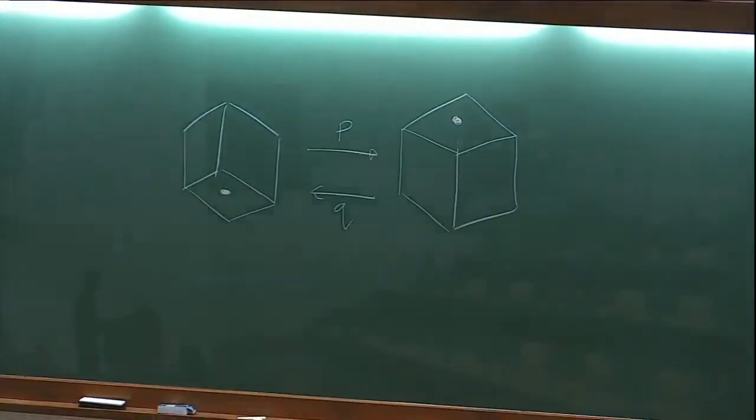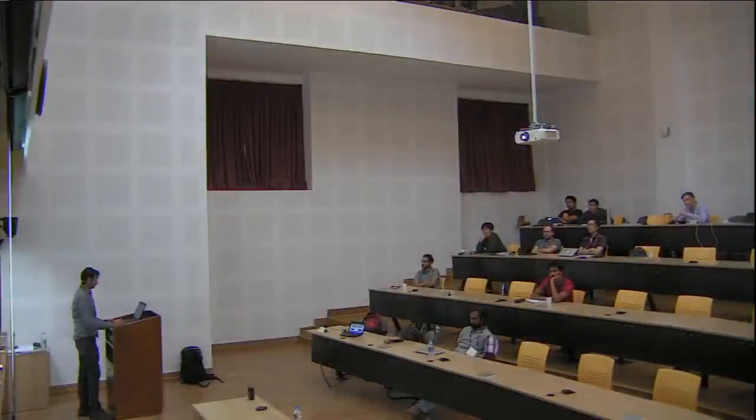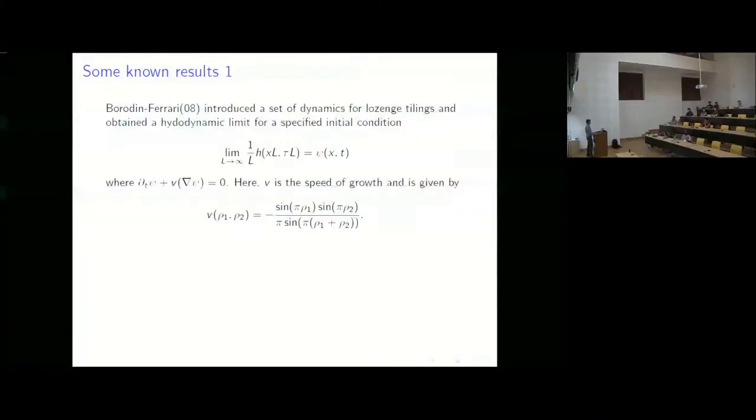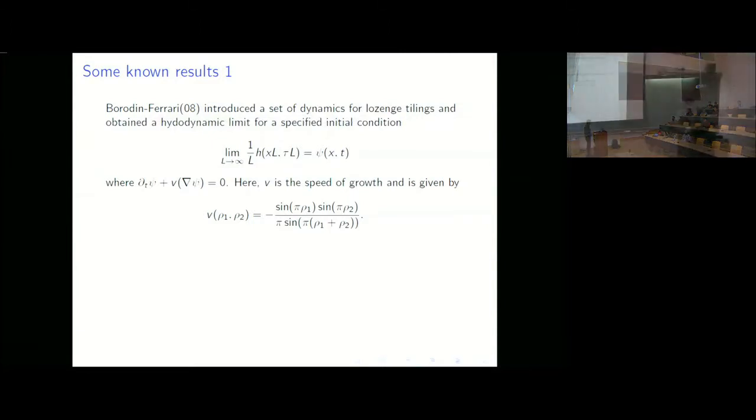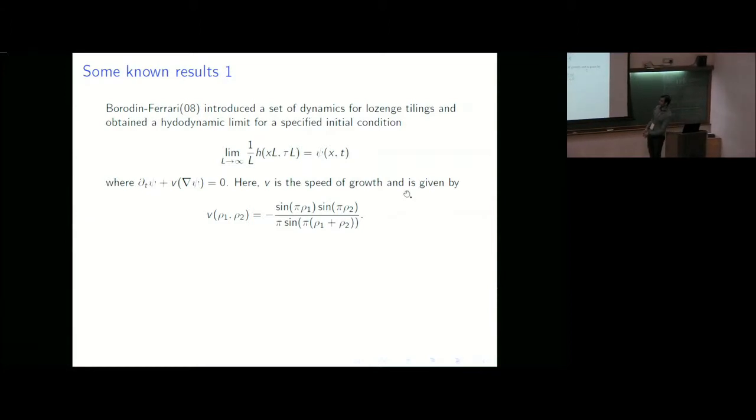One of the things they were able to do was compute the speed of growth for this particular model, and they found that it had quite a nice formula. This formula, V of rho 1, rho 2, is given by a rational function involving sines of the slopes.